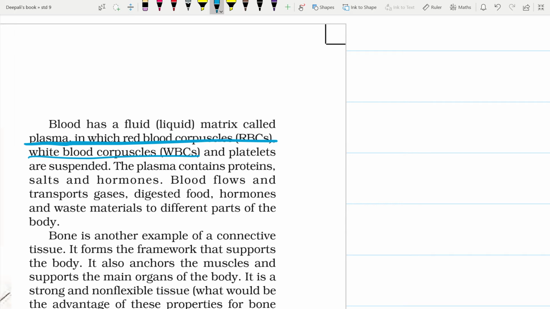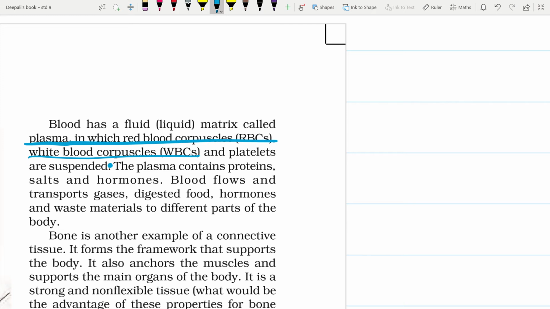That is a function of plasma. Blood flows and transports gases, digested food, hormones and waste material to different parts of the body. So we can say that this is the function of the blood. We already know the function of the red blood cells is to transport oxygen.